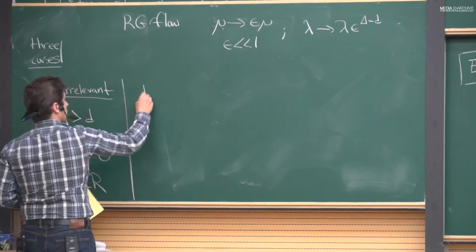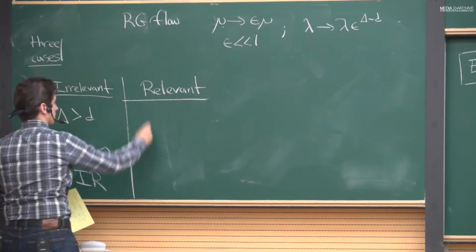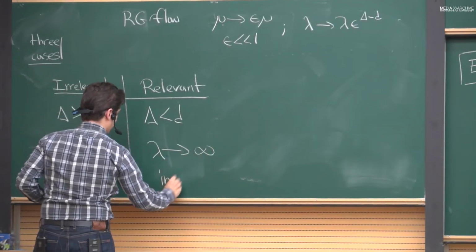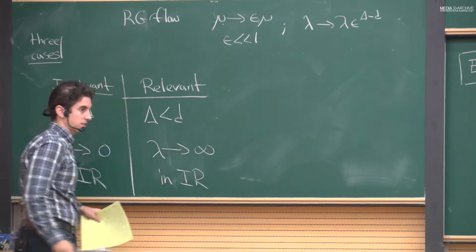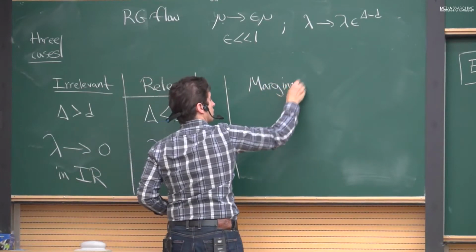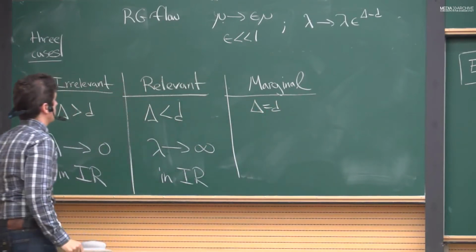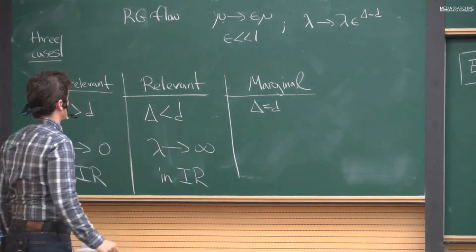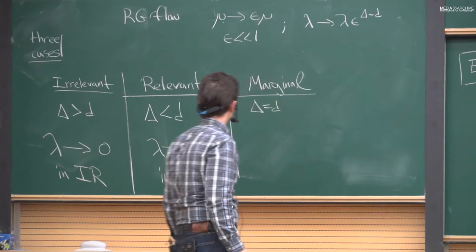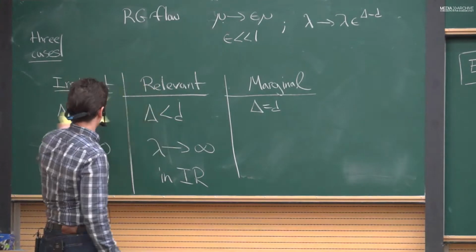Okay. Then there's relevant. That's the opposite. In this case, lambda goes to infinity in the IR. This is like a mass. And then there's marginal. That's delta equals d. And then you can't say, just from looking at the first order in the RG flow, the theory preserves conformal invariance. This deformation preserves conformal invariance. But you have to look at higher order corrections to really know what happens. It can go into this camp or this camp.